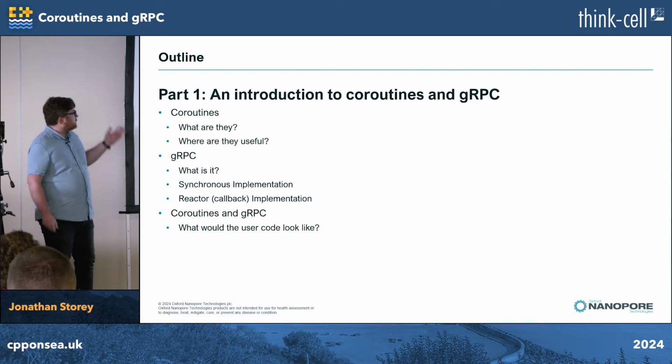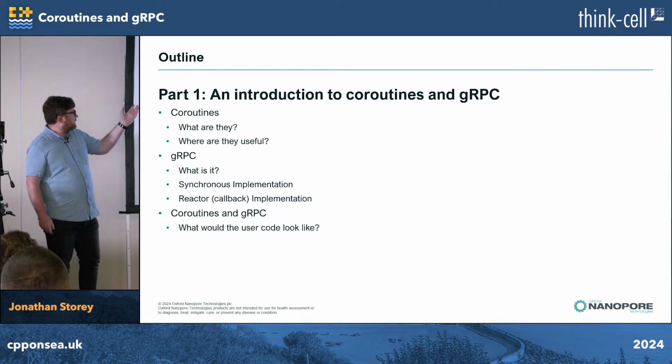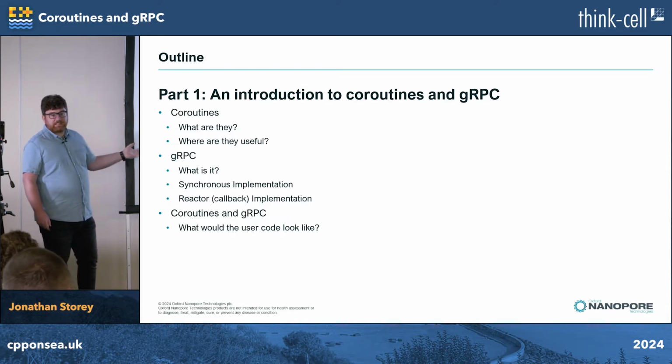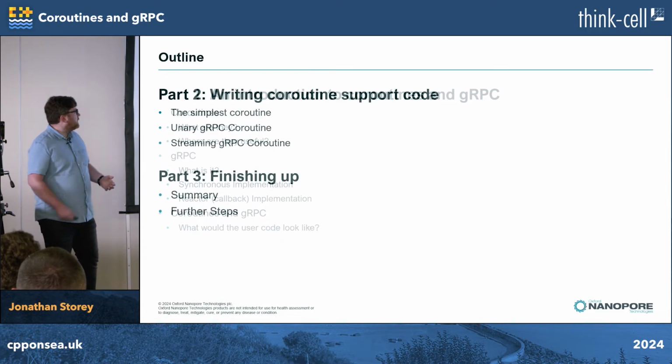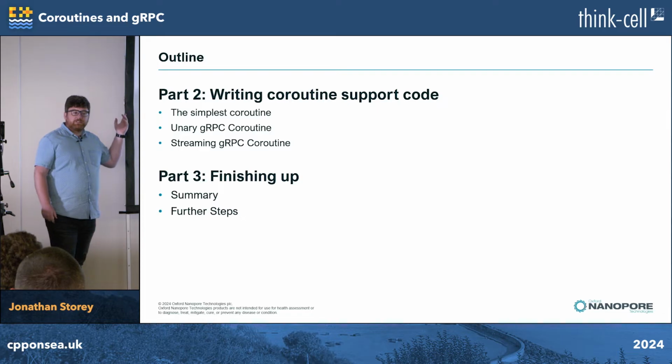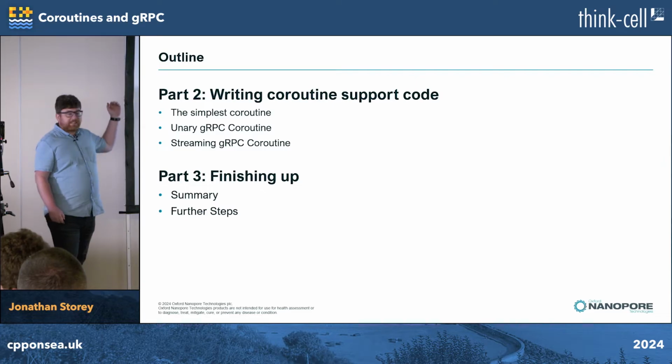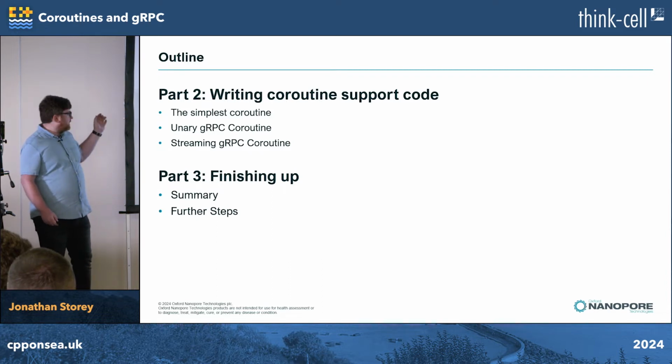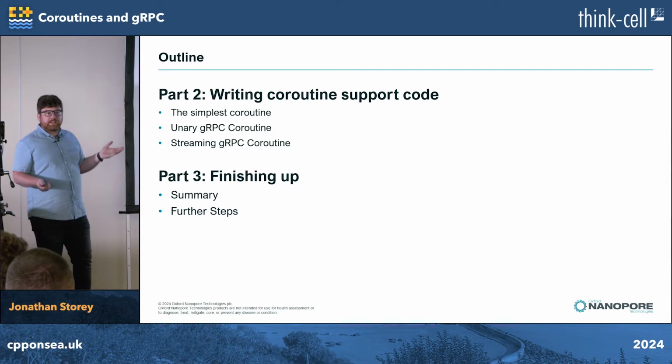The outline of the talk: first of all, we're going to have an introduction to coroutines and gRPC, and then coroutines and gRPC together. That's background and where we want to end up. Then we're going to look at writing the coroutine support code that allows you to actually write the coroutine we want to write in C++. We're going to build that up in 3 steps: first the most simple coroutine, then a really simple gRPC coroutine, and then a more complicated gRPC coroutine. And we're going to finish up with a summary, further steps, resources for you to look at, and some of the directions that we could go after this talk.